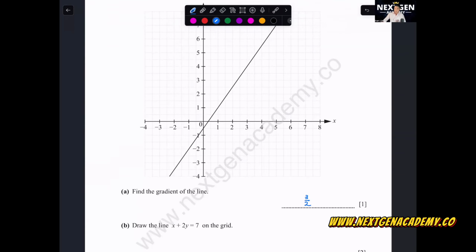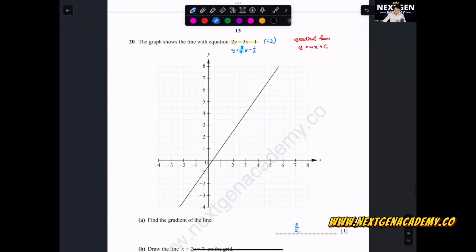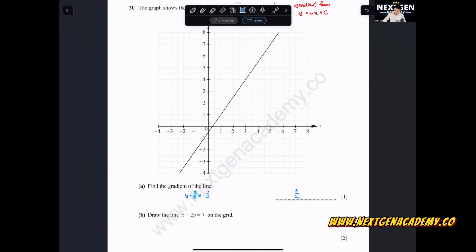Got it? You can write the working down here. y equals 3 over 2x minus 1 over 2. This is your gradient, m, and this one is your c, which is the y-intercept.